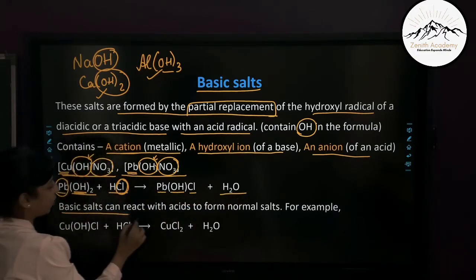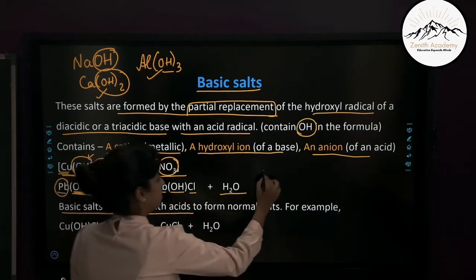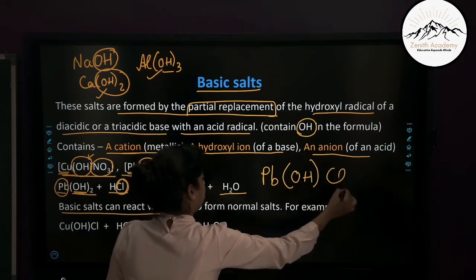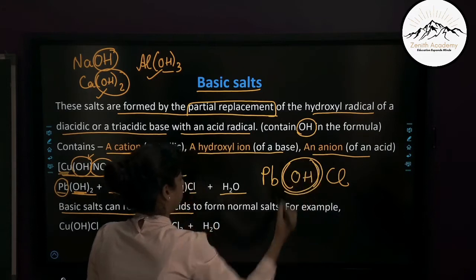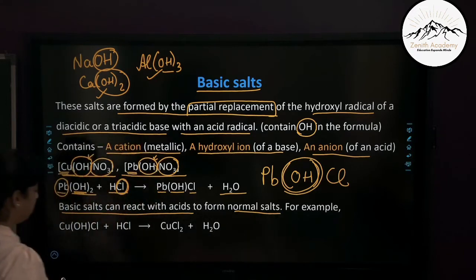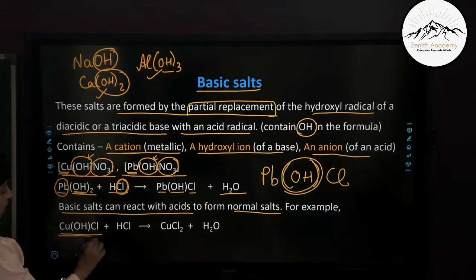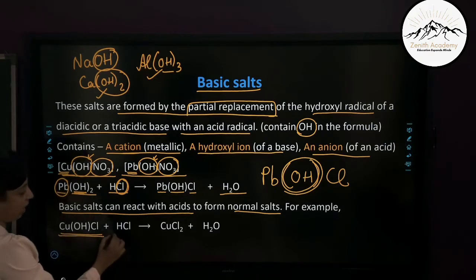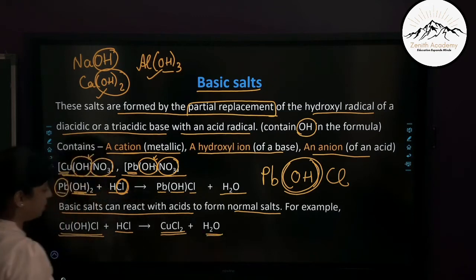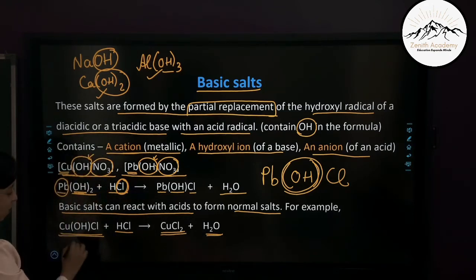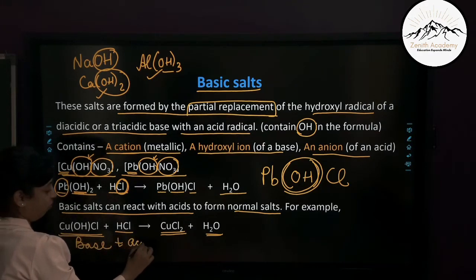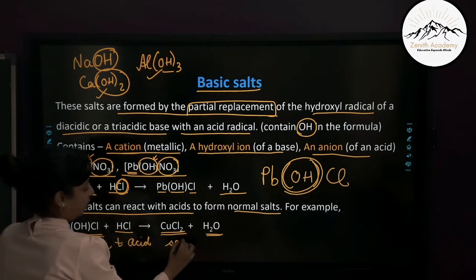Now basic salts can react with acid. Now since it has, see this example, PbOHCl. Now since it has this OH radical, okay, that is why they can react with acid to form normal salts. Let's see here. This is a basic salt. This is reacting with acid to form a normal salt, copper chloride and water. So this is actually behaving like a base or an alkali. So base plus acid is forming normal salt and water.